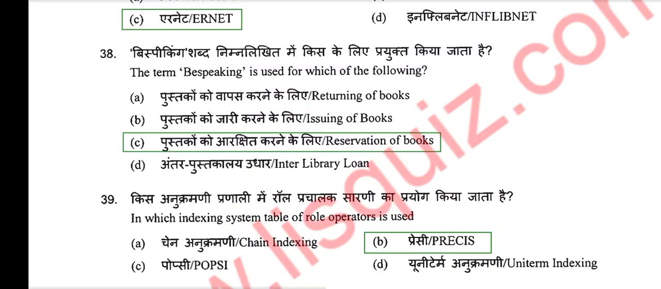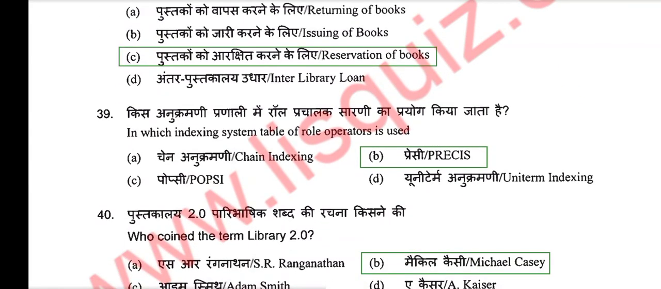Question 38 says that the term bespeaking is used for which of the following? A, reservation of books. Very well. Let's move to the next question, that is 39. In which indexing system is the table of roll operator used? That is Vssc.